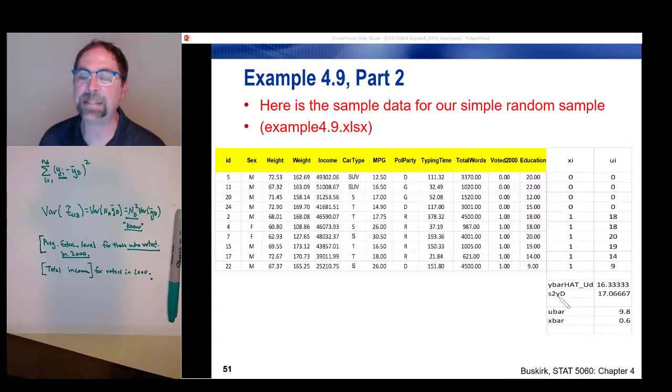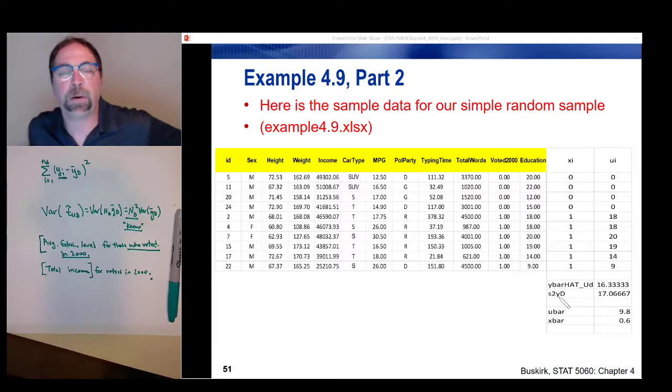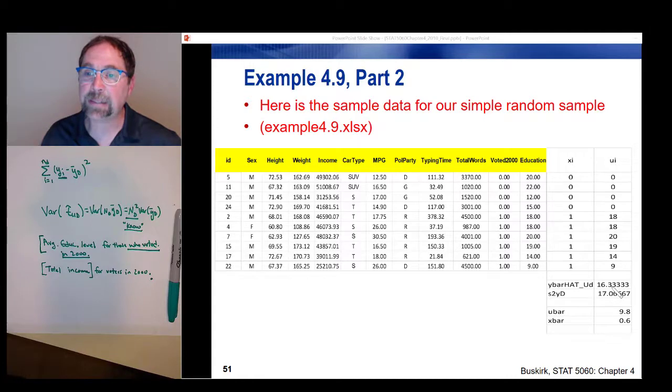This s squared yd is the basis of the standard error for my b hat estimate, which is the same thing as y bar hat. And so in this case, we would estimate that the average years of education for members in Falcon Villas who voted in 2000 is about 16 1/3 years.